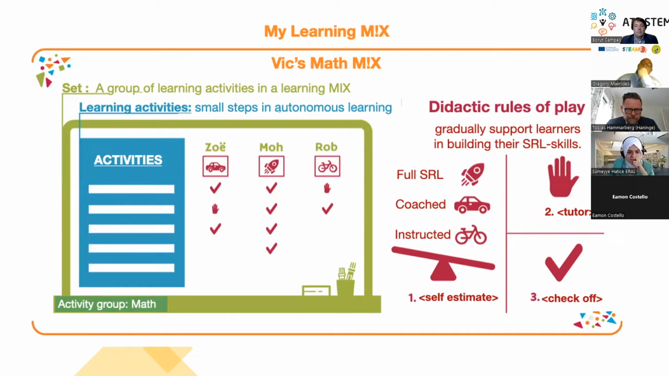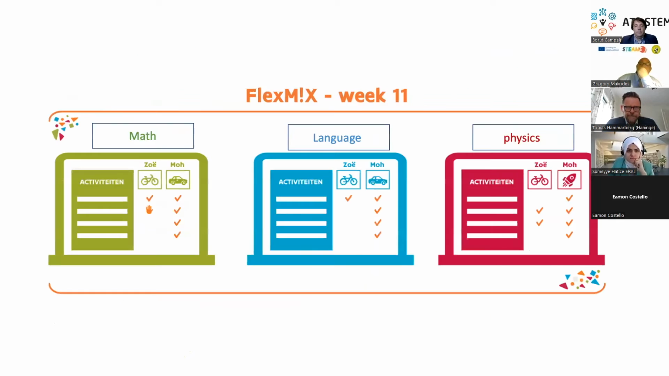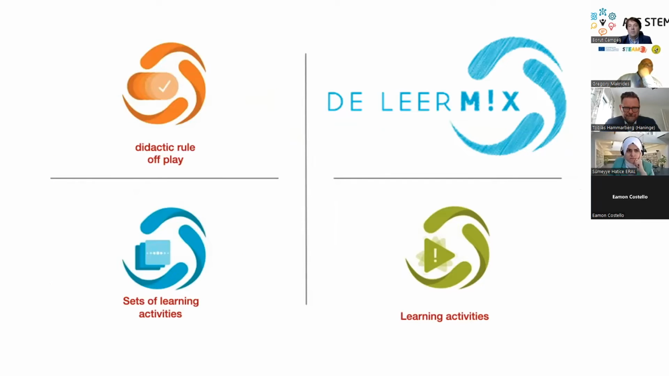So, okay, nice work, Vic. But now Vic is working with several other teachers, for example math, language, and physics. Three teachers in the classroom, a big classroom, with more students together. They use the same language and they use three boards. And so they have three sets of learning activities. What we're trying to do with the learning mix is use this generic line of thinking and create a concept around it. So the learning mix consists of three main concepts. There are didactic rules of play, there are sets of learning activities, which are more relevant to the learning process than to the content. That is important.